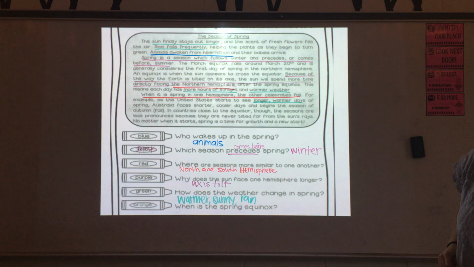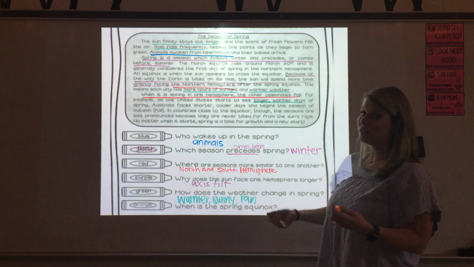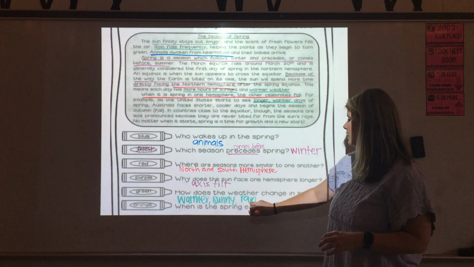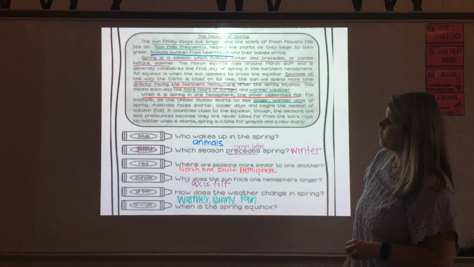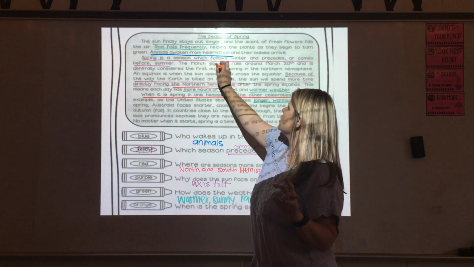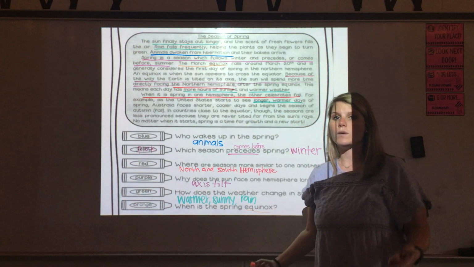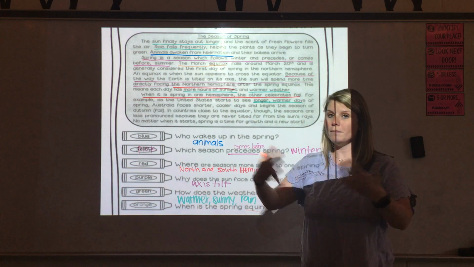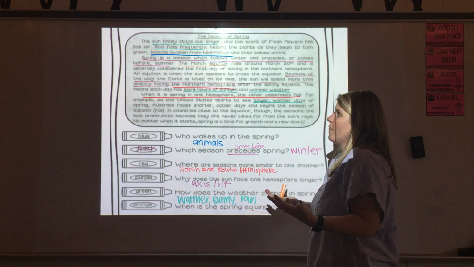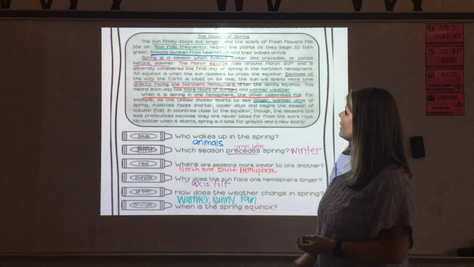And then last one is asking us, when is the spring equinox? Again, it does not say the spring equinox is on blah, blah, blah. We have to do a little inferring here too, but we can use this keyword equinox to help us out, which is going to be in paragraph 2. I see here they're actually calling it the March equinox, but we can infer based on what we read that we know spring happens in March. So we know that the March equinox is the same thing, inferring, as the spring equinox.